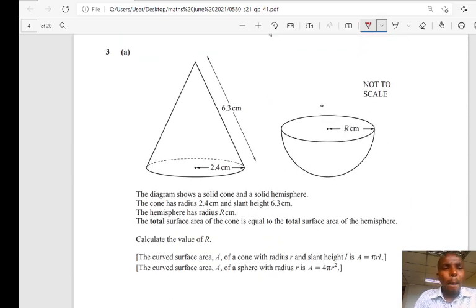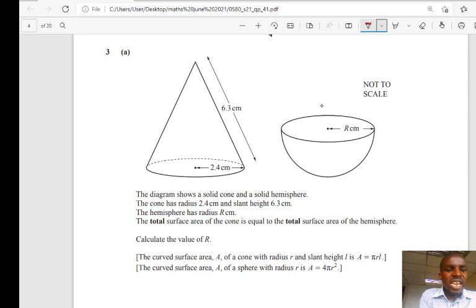Question number 3, part A. The diagram shows a solid cone and a solid hemisphere. The cone is radius 2.4 centimeters and stand height 6.3 centimeters. The hemisphere is radius r centimeters. The total surface area of the cone is equal to the total surface area of the hemisphere. Calculate the value of r.